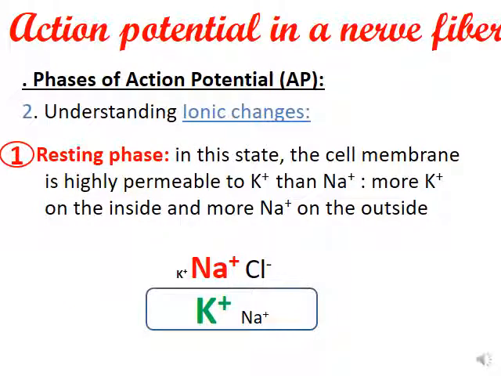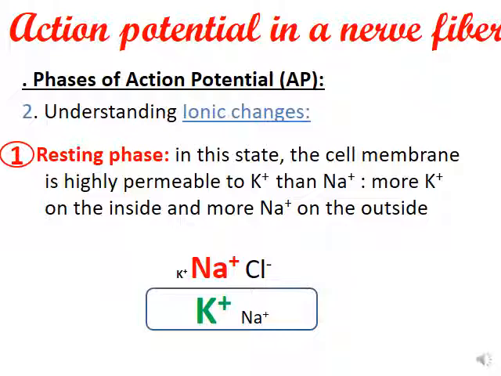We're going to talk about the ionic changes. First, we talked about the electric understanding at the level of depolarization, phase number 3, repolarization, phase number 5, and the hyperpolarization, which is phase number 6. Now we're going to talk about the ionic changes, the differences at the level of the ions.